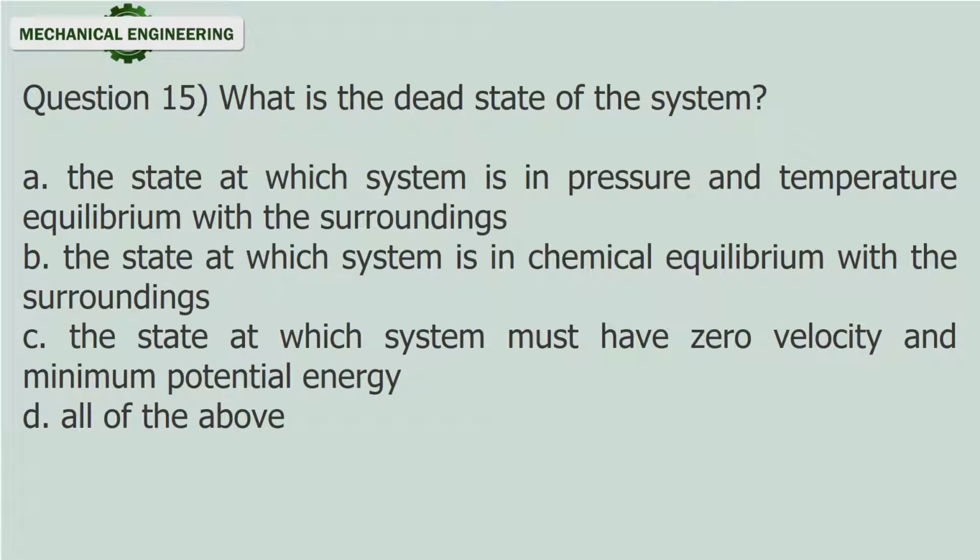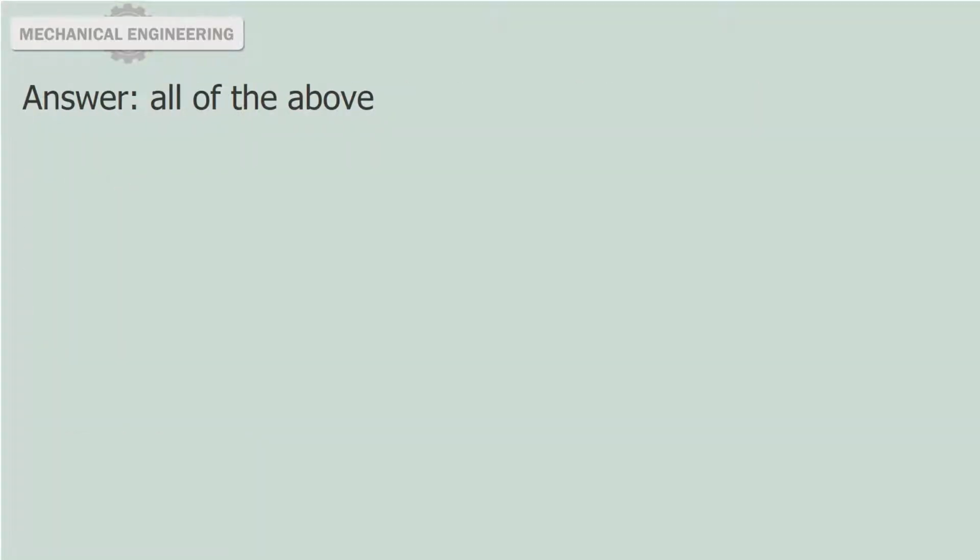Question 15. What is the dead state of the system? A. The state at which system is in pressure and temperature equilibrium with the surroundings. B. The state at which system is in chemical equilibrium with the surroundings. C. The state at which system must have zero velocity and minimum potential energy. D. All of the above. Answer: all of the above.